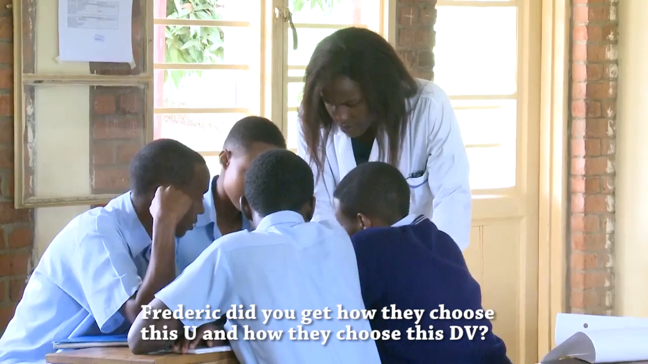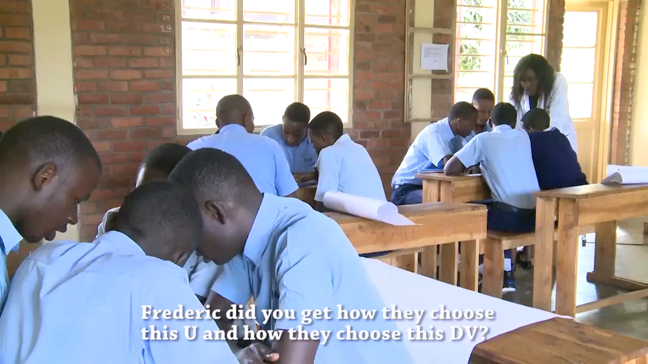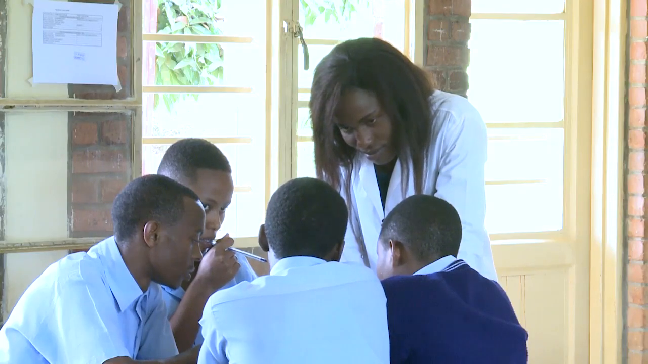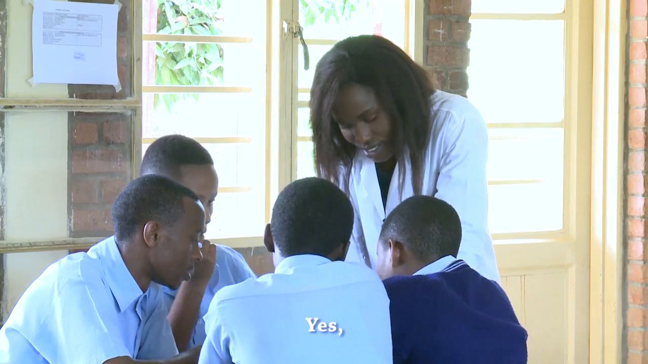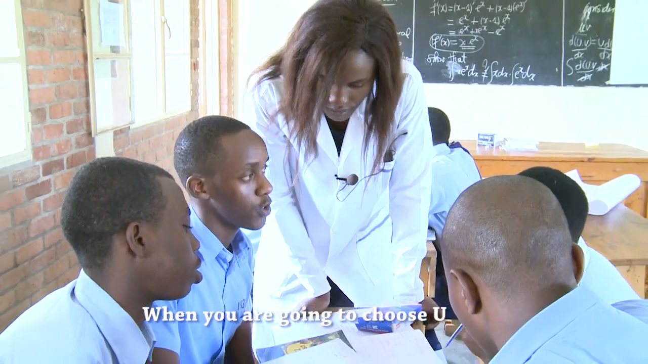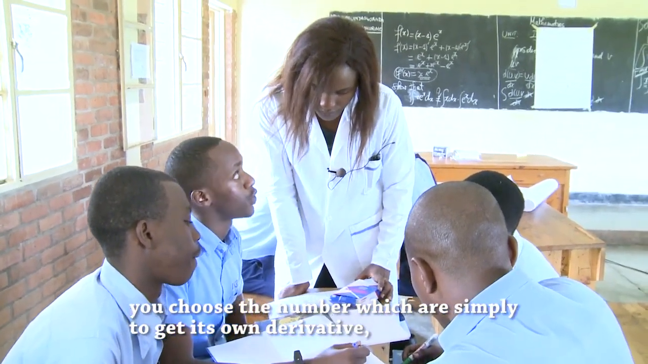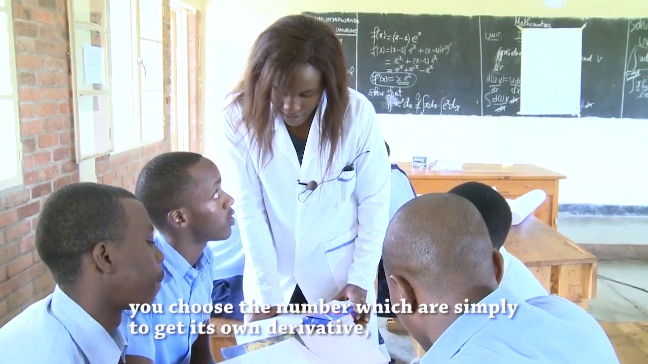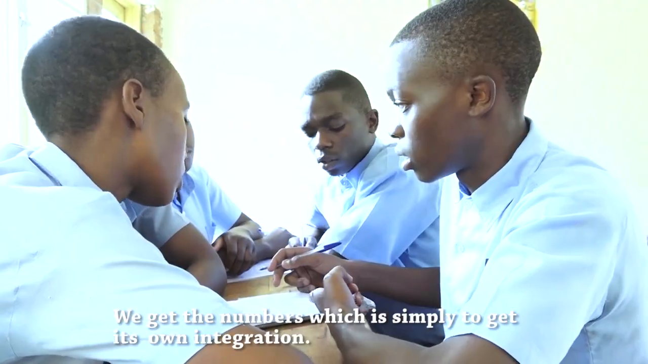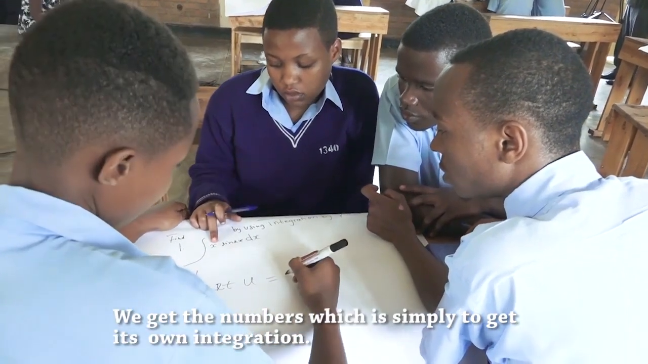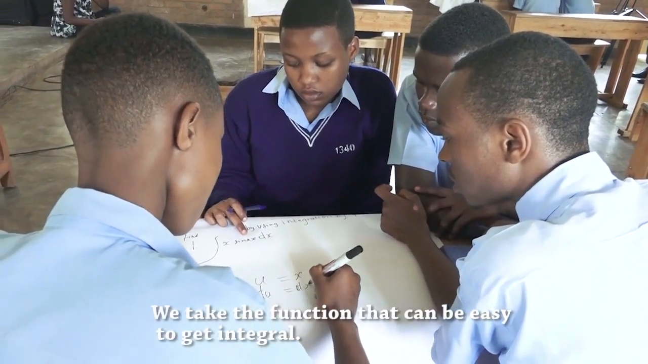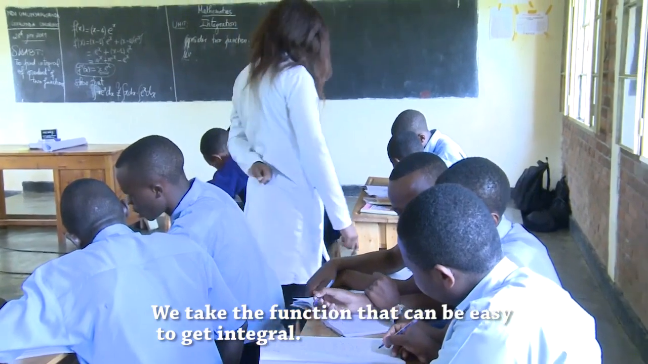Frederick, did you get how they choose this U and how they choose this DV? Can you explain? The X is a trigonometric function. When we are going to choose U, we choose the function which is simple to get its own derivative. And the DV? For DV, we choose the function which is simple to get its own integration. We take the function that is easy to integrate.